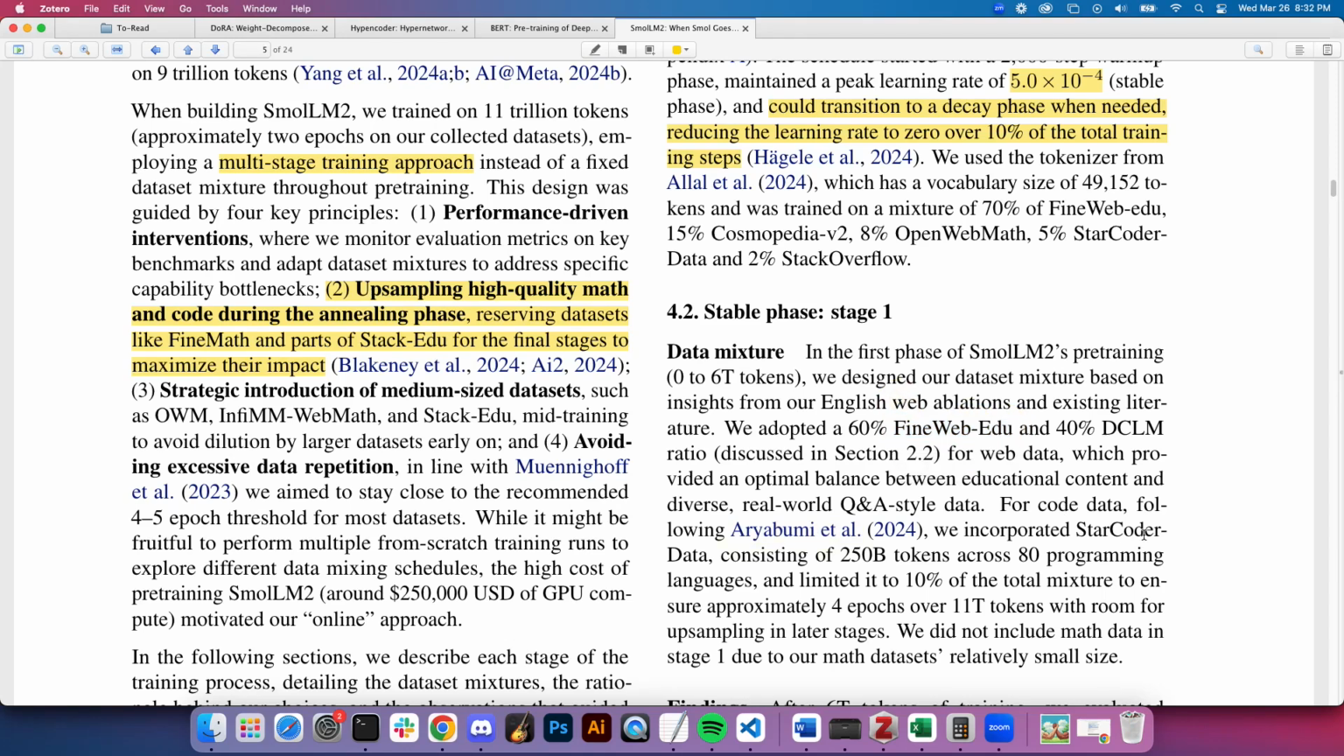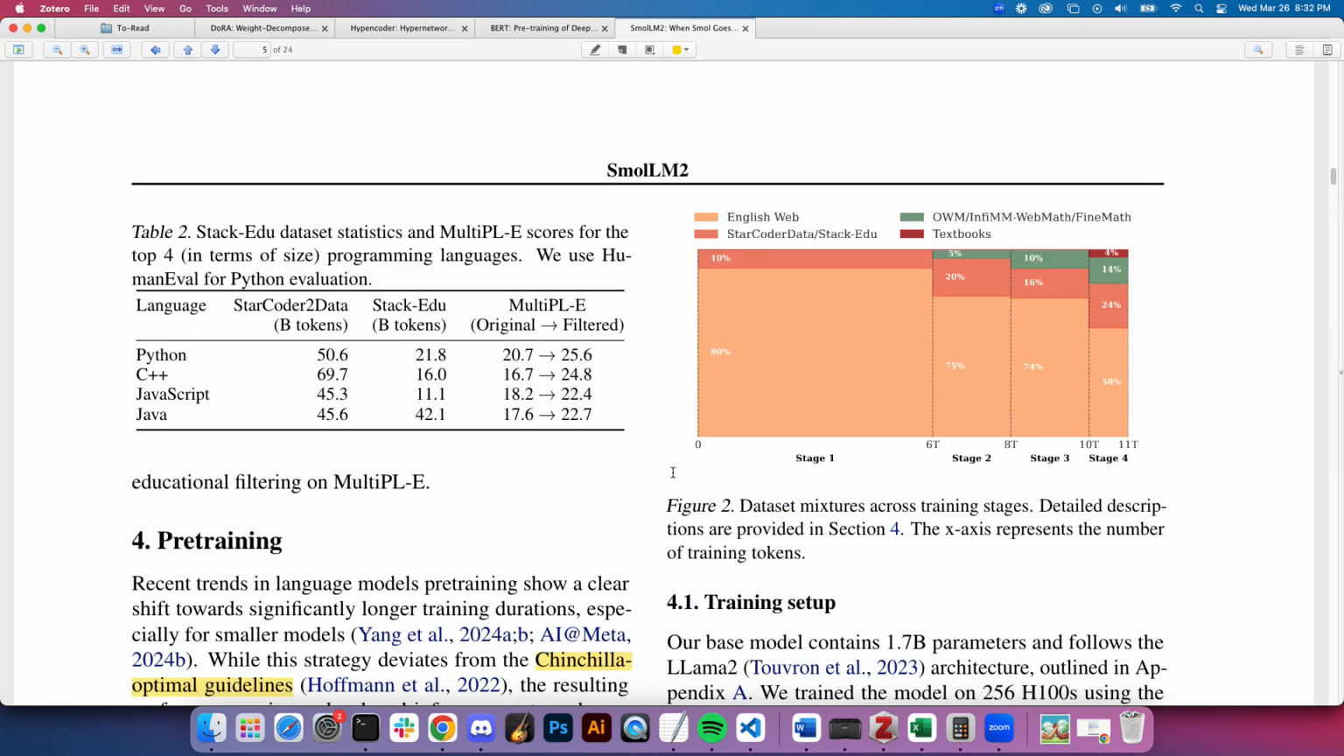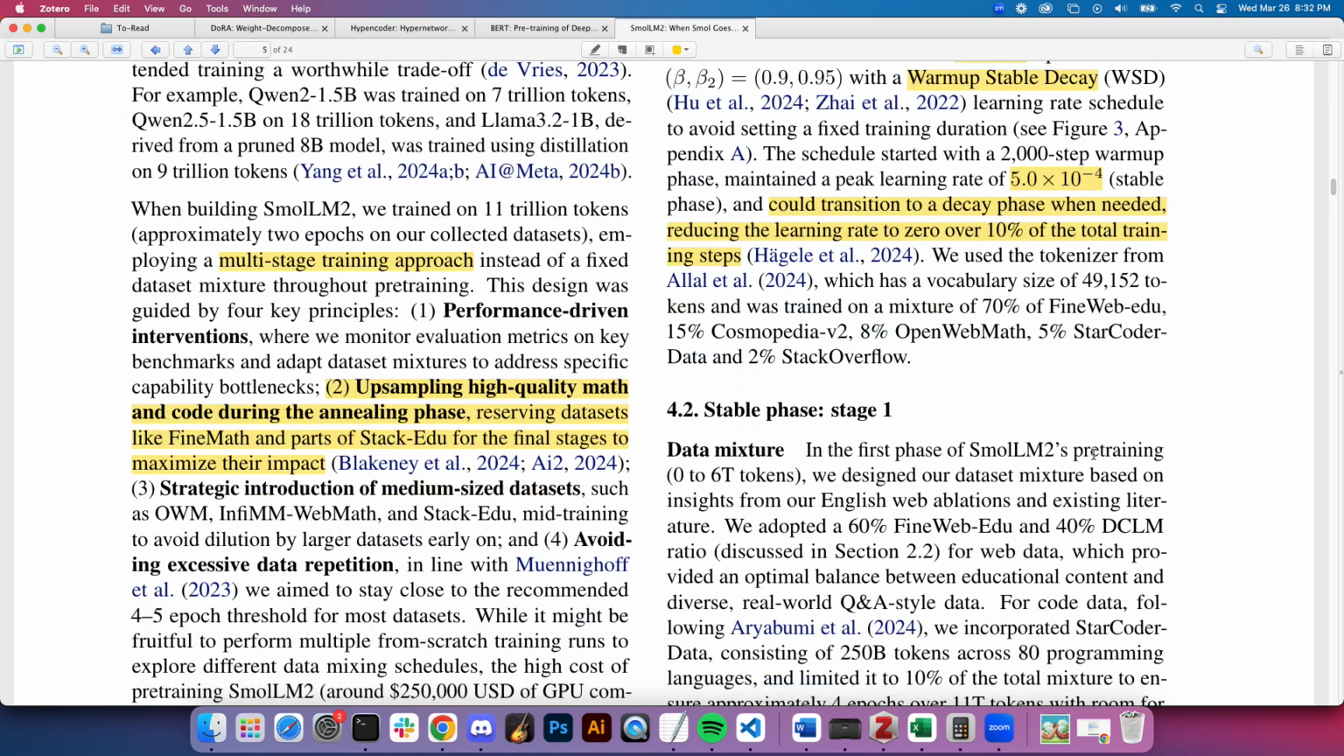For code data, we incorporated StarCoder data consisting of 250 billion tokens across 80 programming languages, limited to 10%, and then they wanted to keep room for upsampling in later stages. We did not include math data because of the size. So I think in order to upsample it, I assume you need to have enough to upsample increasingly. So I think that's why they didn't include it.